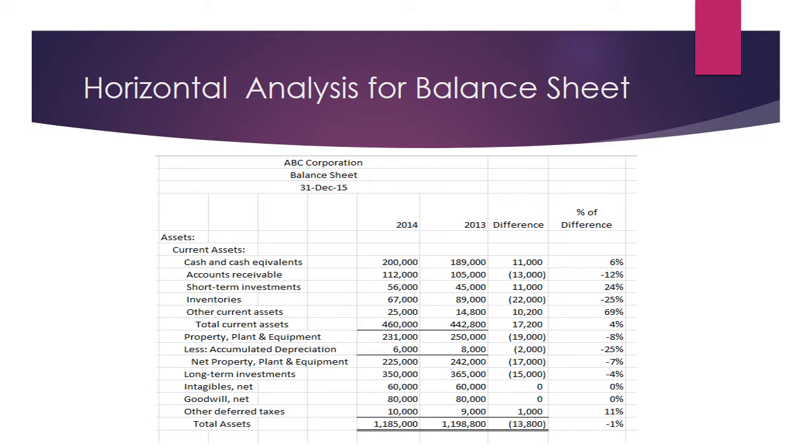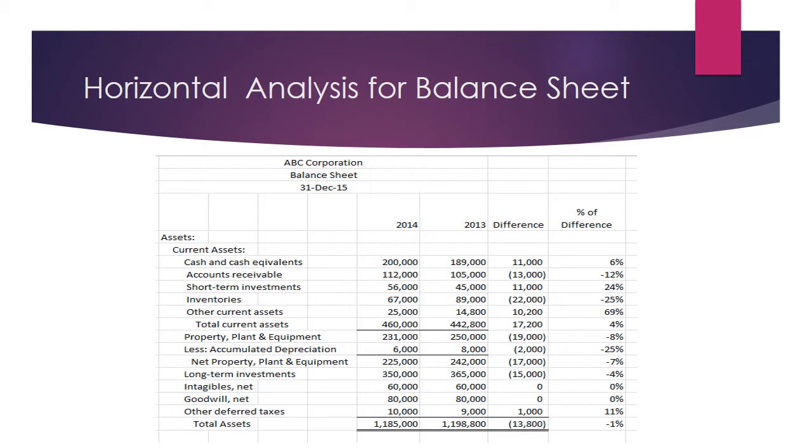My long-term investments had a decrease. Intangibles didn't change, goodwill didn't change, and deferred taxes had an 11% increase. So on the balance sheet, remember, assets equals liabilities plus stockholders' equity. Because of the PowerPoint, I didn't want to smash it all in, so I just separated the assets.